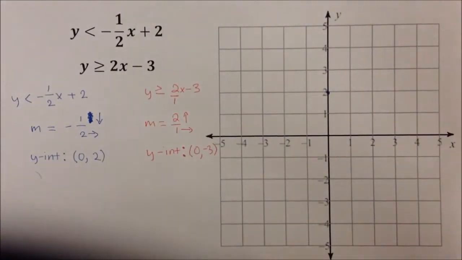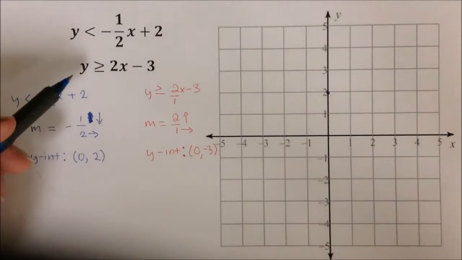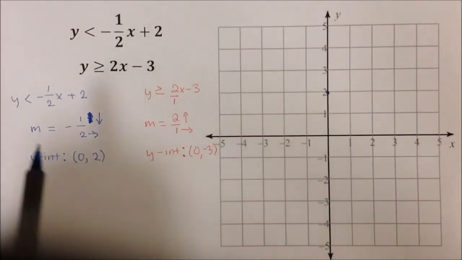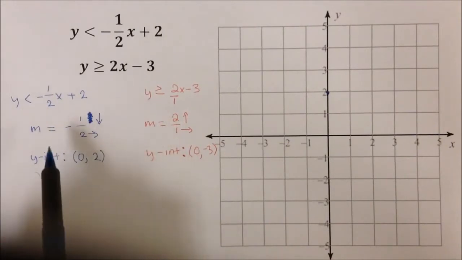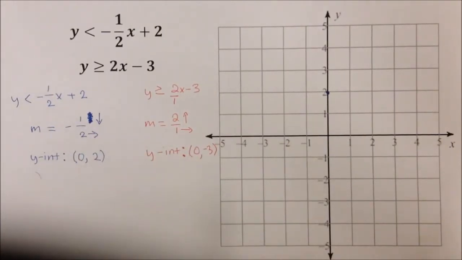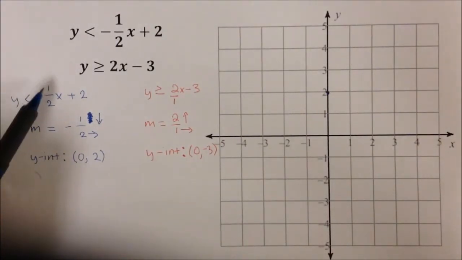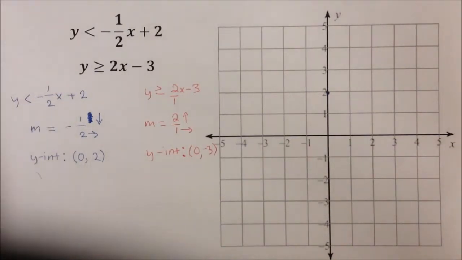Here we have our first example of a system of linear inequalities. Now, I worked out each inequality in terms of slope and our y-intercept. So let's talk about the first inequality. It's y less than negative 1 over 2x plus 2.